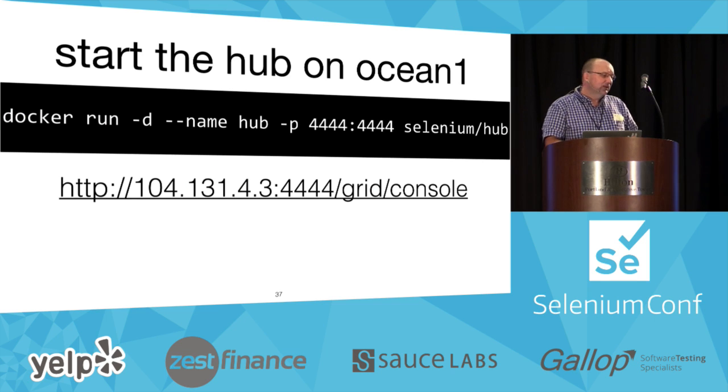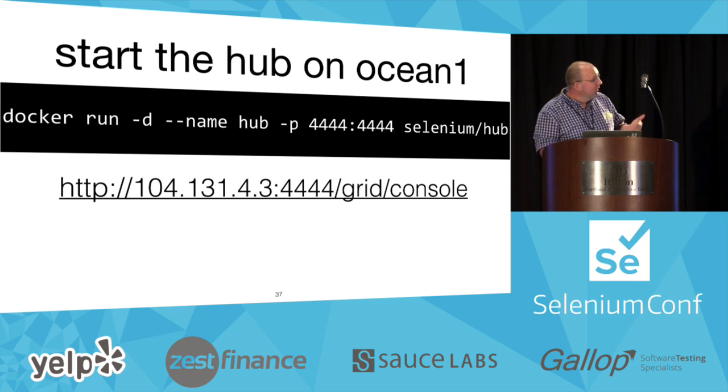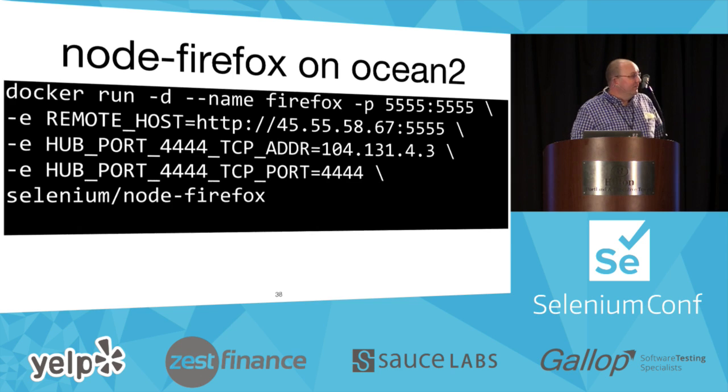In this case, it's similar to the way we did it on a local laptop. We just say docker run, -d means daemon, detached mode. We're going to give it the name hub and publish port 4444. Here's the URL. Does anybody want to go there? Has anybody gone there yet? No? Okay. It should be running. We'll check. This is how you start the hub.